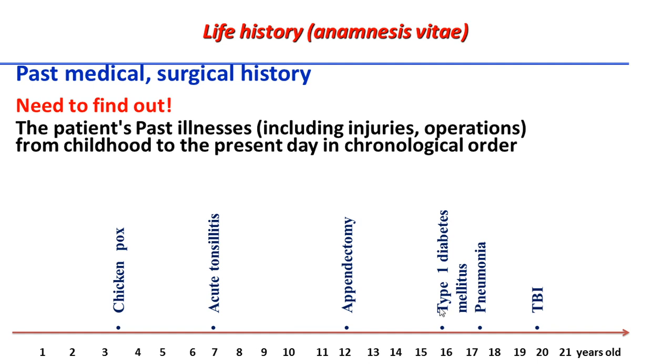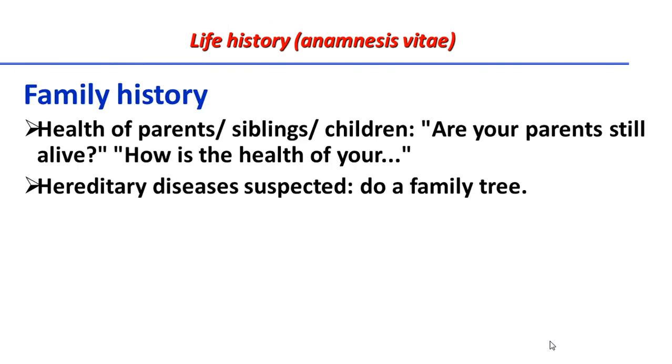At 16, he was diagnosed with type 1 diabetes mellitus. At 17, he got pneumonia. And when he was 20 years old, he got TBI. This is the past medical and surgical history of our 21 year old patient. Family history is very important: health of parents, siblings, children, because there are many hereditary predisposed disorders like cardiovascular disorders, diabetes mellitus, and blood disorders like hemophilia.